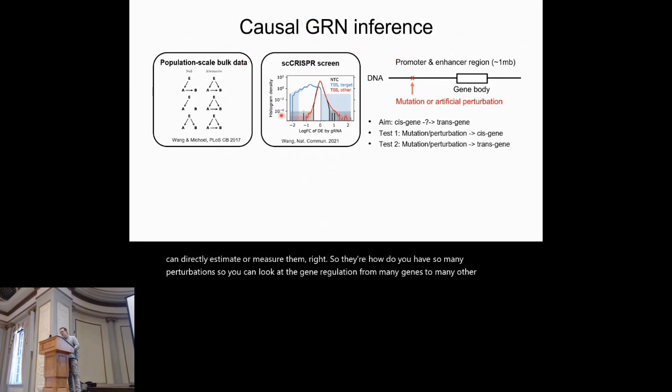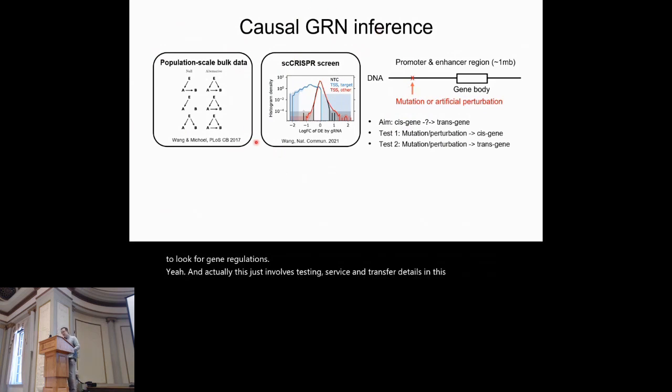We have previously looked at this question with population scale bulk RNA sequencing data. In this case, you have a mutation in your DNA. Because we know the mutation only directly influences the expression levels of nearby genes, which are cis genes, and therefore indirectly influences trans genes, the distal gene expression levels, we can use this relation to look for gene regulations. And this just involves testing cis and trans eQTLs.